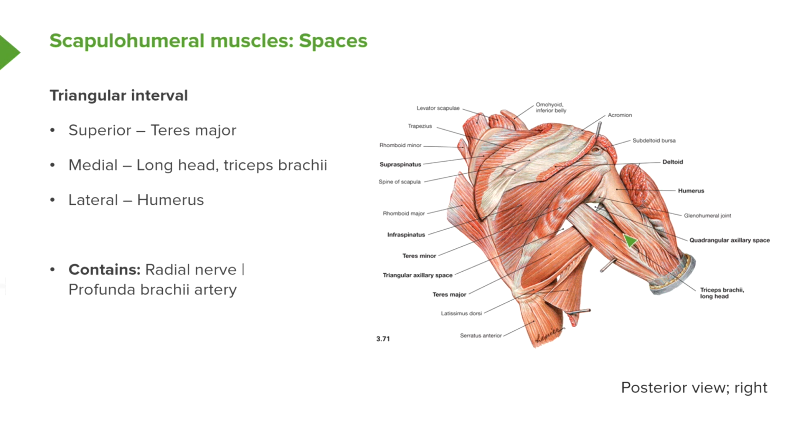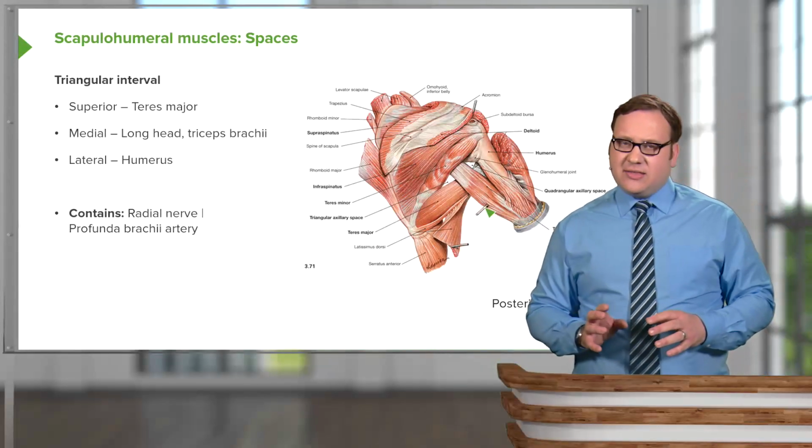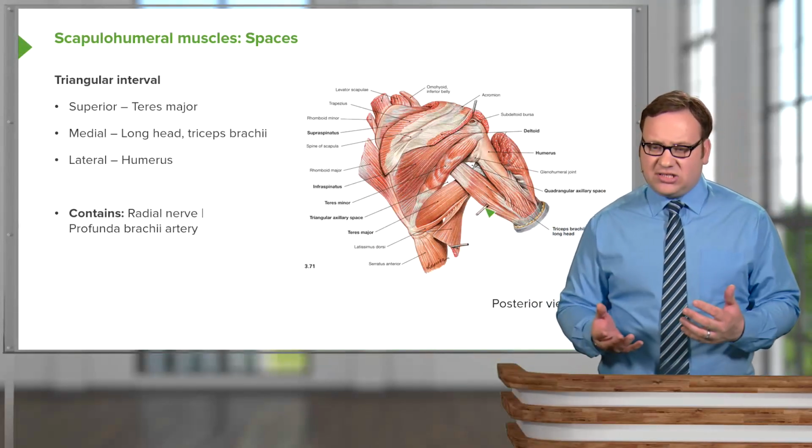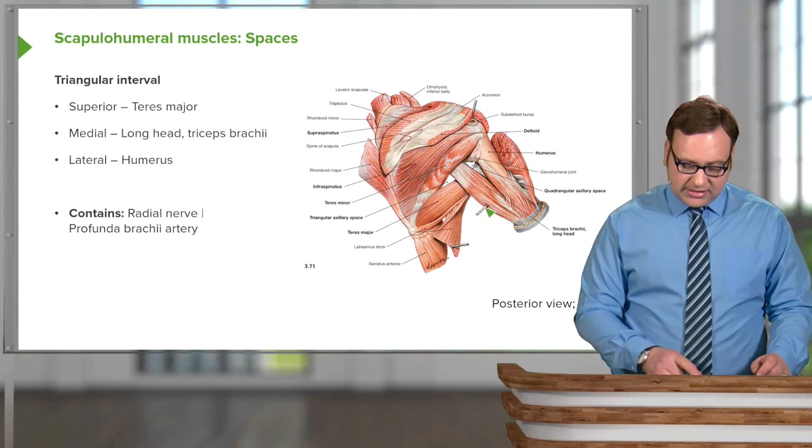And coming out of here, we have the radial nerve and the profunda brachii artery. So this is not as clear as the quadrangular and the triangular, but here, just in this little slit here, superiorly, teres major, laterally, the humerus, medially, the long head of triceps brachii, we have the triangular interval. Some very important spaces that allow structures to pass out of the axilla to the wider areas.